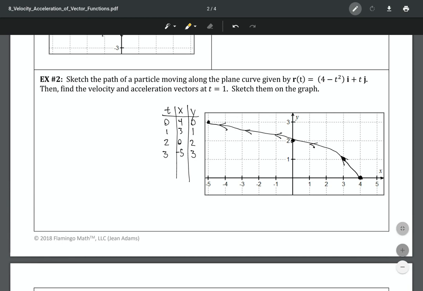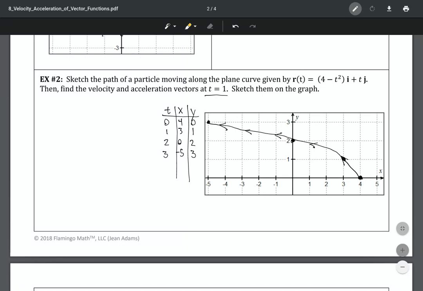Now that we have sketched this, they want us to find the velocity and acceleration at t is equal to 1. In essence, that does make it a little bit easier because they tell me what t is. But sometimes they tell me what the x and y components are. Basically, they tell me the location, and then I have to look at the table and find out where it's at.